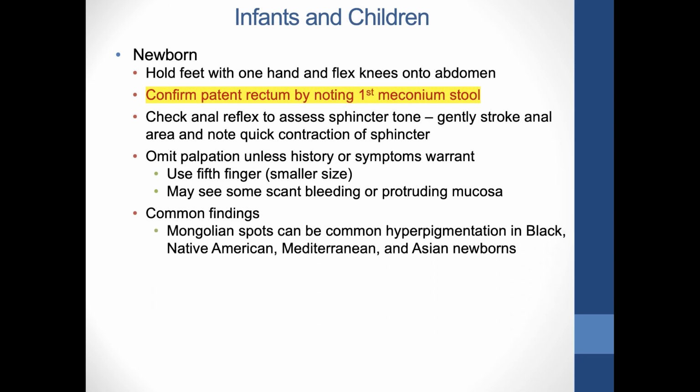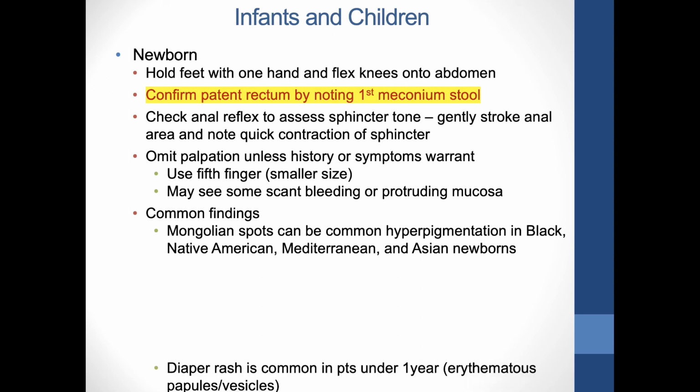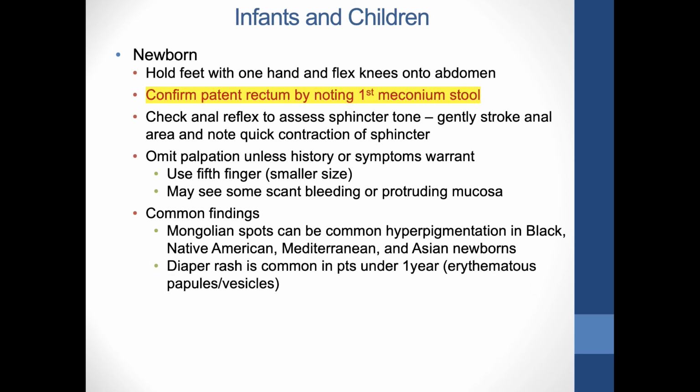Some common findings that you'll see, possibly a Mongolian spot, which we've talked about in previous presentations. This can be a common hyperpigmentation in Black, Native American, Mediterranean, Asian newborns, and it's not totally uncommon in Caucasians. Diaper rash is also commonly seen within these patients under a year because they're still in diapers. It's not necessarily normal, but it is common, and we can do some education with the parents about changing diapers often, using some type of barrier cream as well.